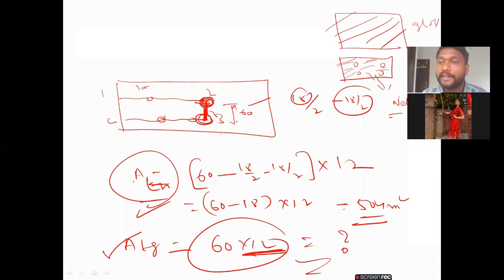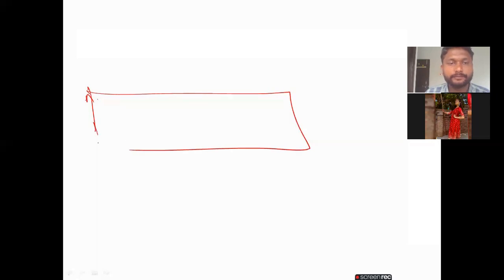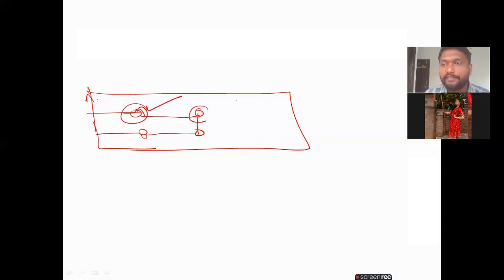But coming to the net area, from this total length we have to remove the 2 holes, and it only applies at half of the hole diameter. That's why we take 18 by 2 and also 18 by 2. In the shear, what I wrote, again I will draw here. It will go like this. Here it is a full diameter and this is the half diameter.